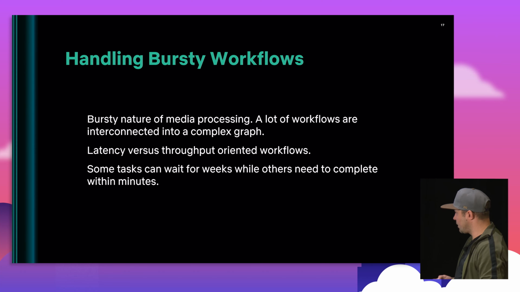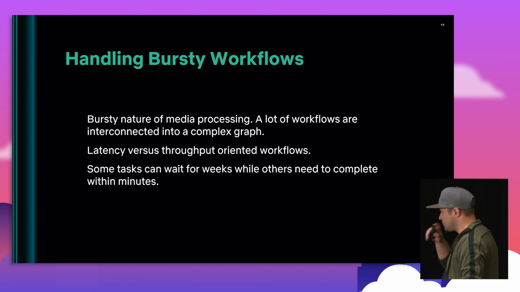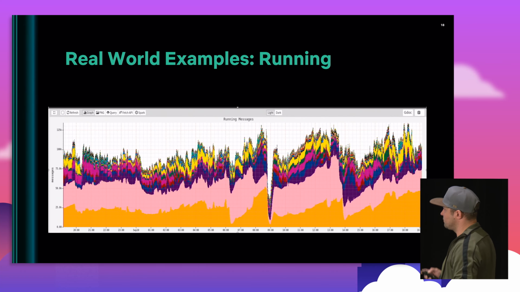All these various colored chart lines are workflows and functions, and these are running messages. And you can see easily that some of them have hundreds of thousands of messages processed per minute. You can also see that the traffic is spiky and bursty, and there's a lot of correlation between various workflows and functions. This is just how our systems work.